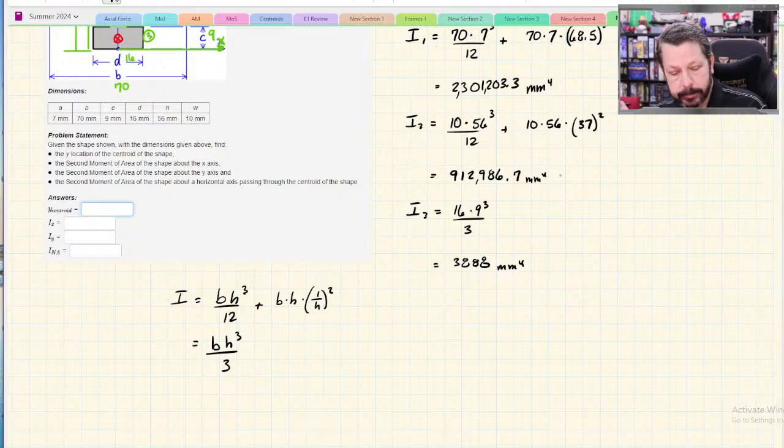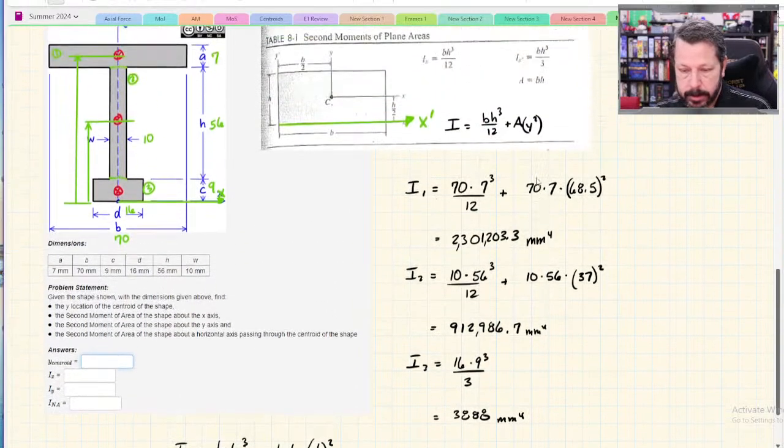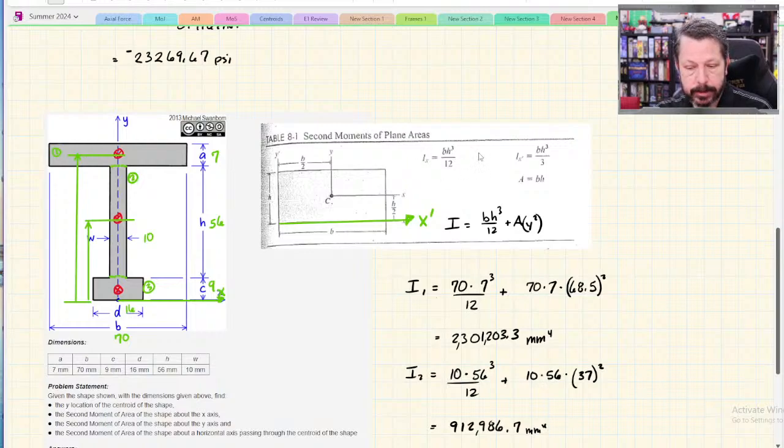So it works out, but it doesn't work the other way. If I took bh cubed over 3 and did plus ay squared and tried to move that up to the centroid, I wouldn't get back the same thing. I guess if I did minus ay squared, I'd get back to the same thing. But it's best to only ever apply the parallel axis theorem to the equation that goes through the centroid of your part. Don't apply the parallel axis theorem to the x prime equation here, bh cubed over 3. It's already had the parallel axis theorem applied to it, so don't do it again.